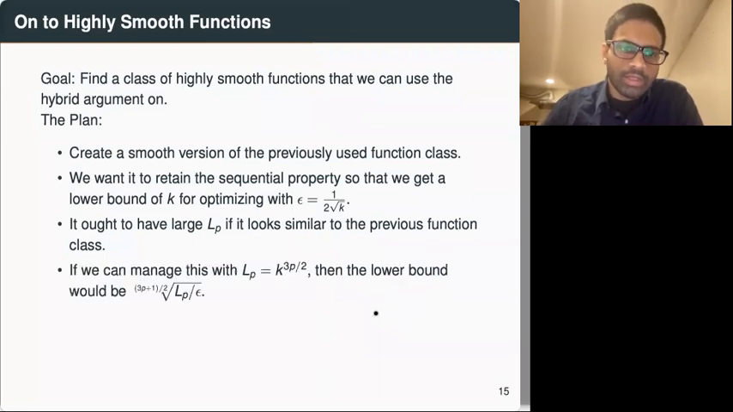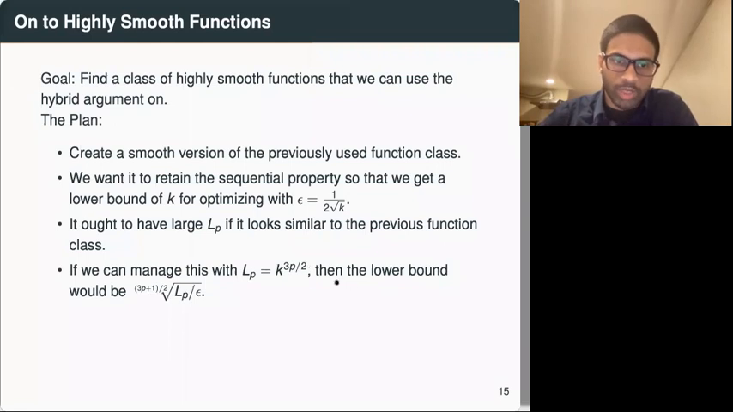And if we can manage this while limiting how large these larger order derivatives become, if we can just keep it to within k to the 3p by 2, then we would get exactly the lower bound that we wanted, because LP by epsilon would then become k to the 3p by 2 times square root k. And our lower bound is k. So that would give us exactly a 3p plus 1 by 2th root of LP by epsilon. And so this is actually what we're going to achieve.